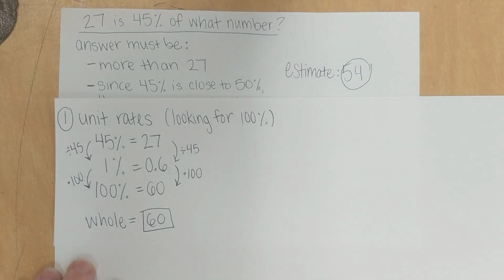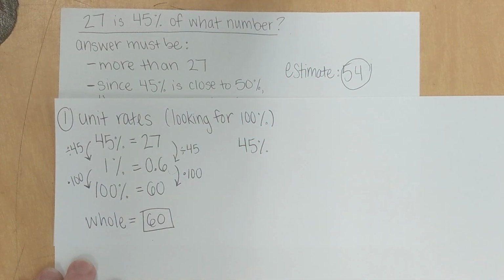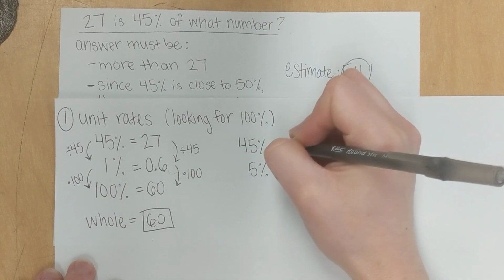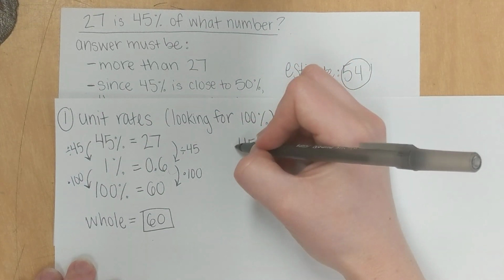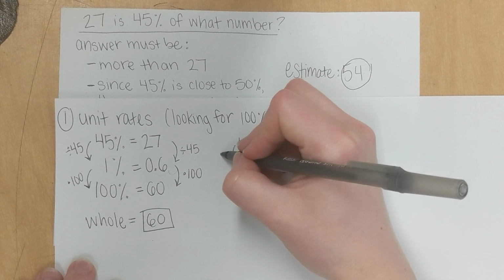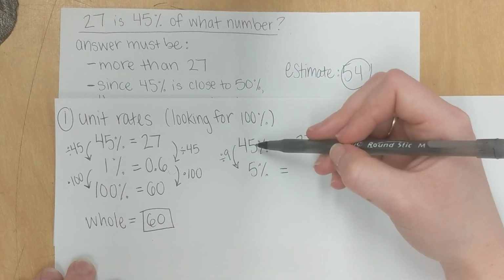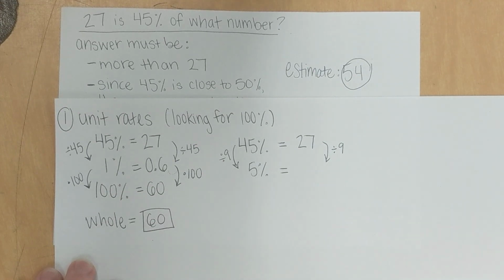I'm going to do it with a second unit rate. Instead of 1%, let's do 5%. It's a pretty handy one. So to get from 45% to 5%, I have to divide by 9, because 5 times 9 gives me 45. So again, I have to do that over here too. I have to also divide by 9, so let's see, 27 divided by 9. Oh, I didn't need a calculator for that.